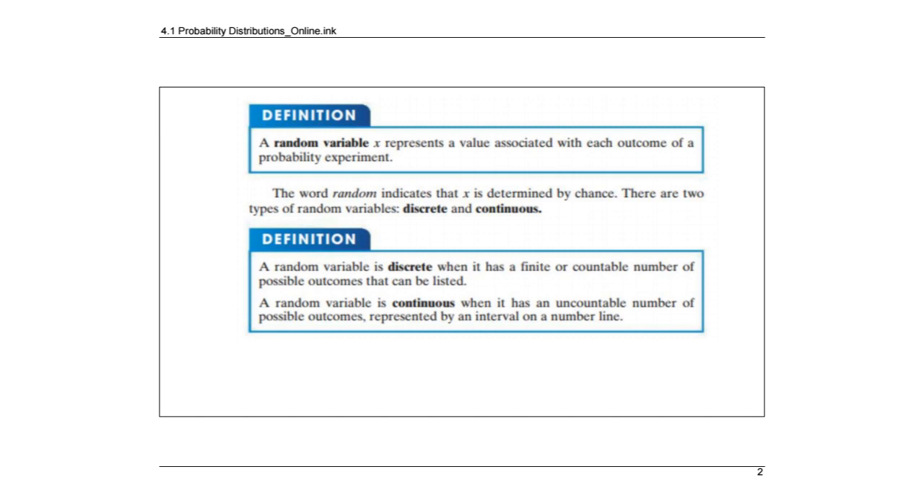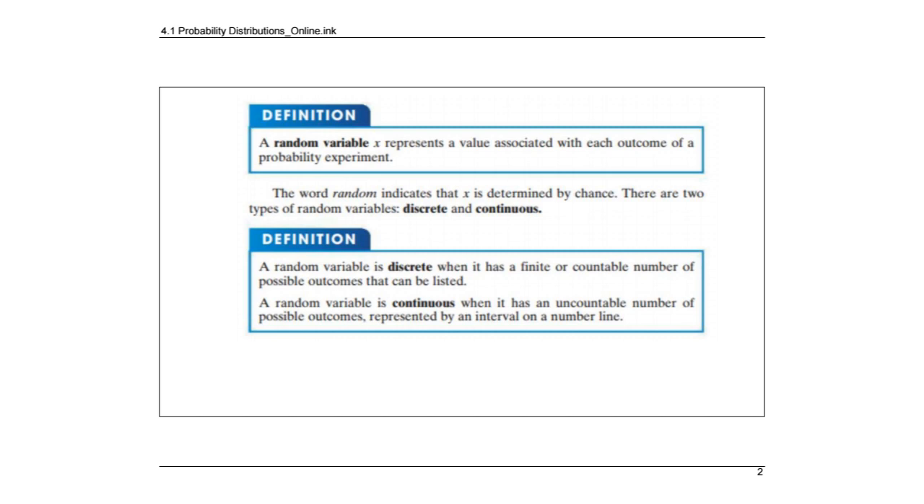So let's say we were looking at how many TVs a family has. They might have 0 TVs, they might have 1 TV, they might have 5 TVs, but those are countable and they're what we call finite. You can't have an infinite number of TVs.